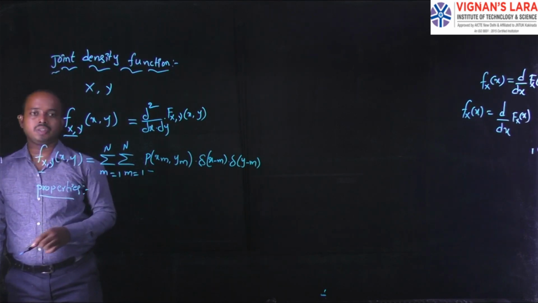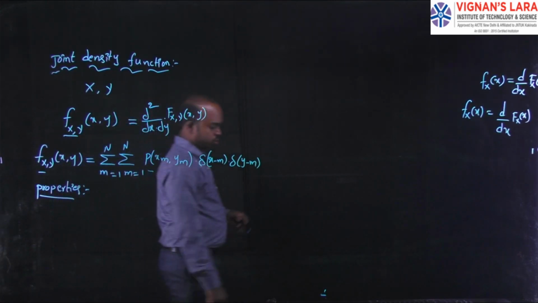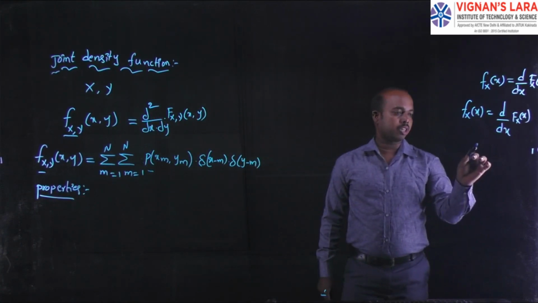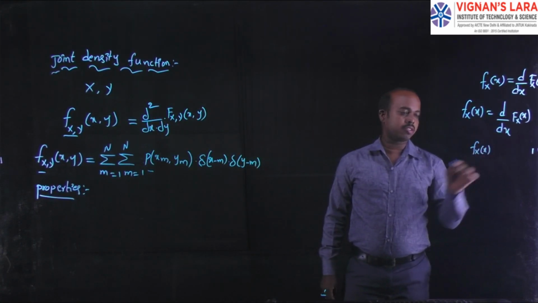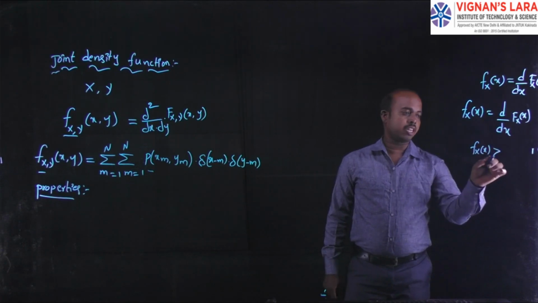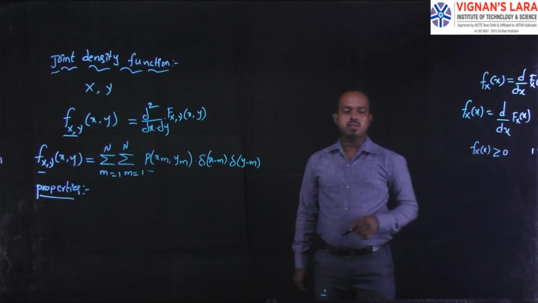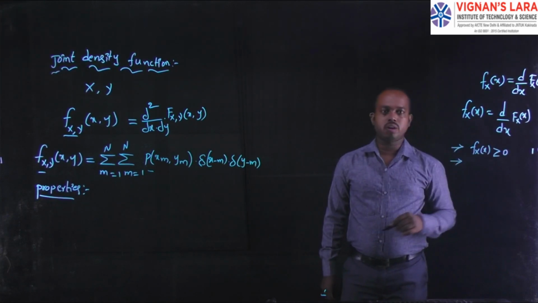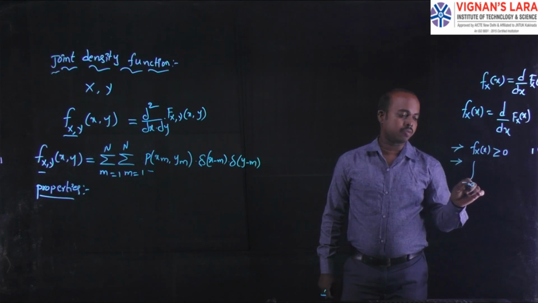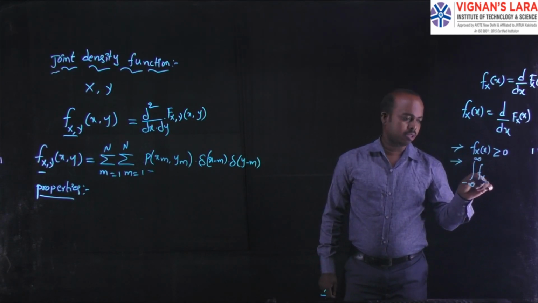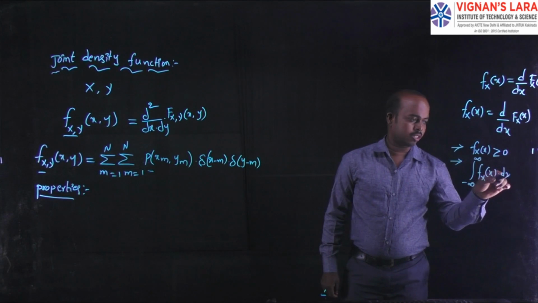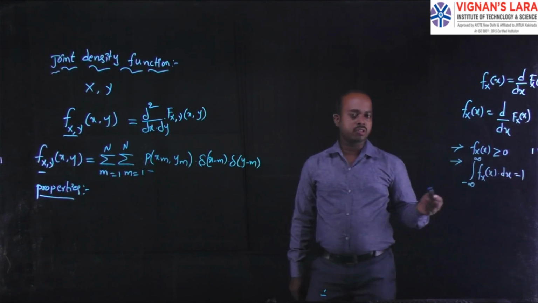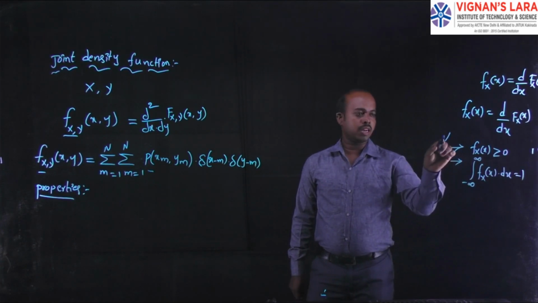The first property. Already we know the fundamental properties of a density function. The first property is small f of X of x is greater than or equal to 0. The second essential property is the integral from minus infinity to plus infinity of f of X of x dx is equal to 1. These two are the essential properties of a density function for a single random variable.